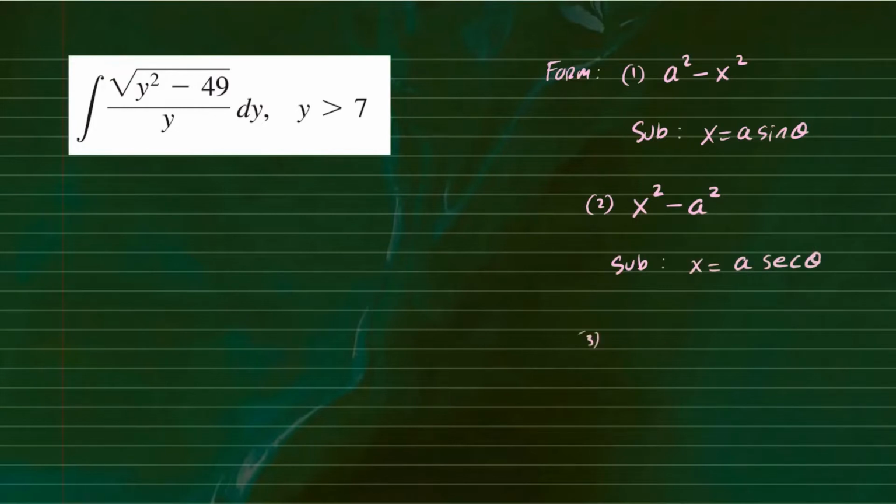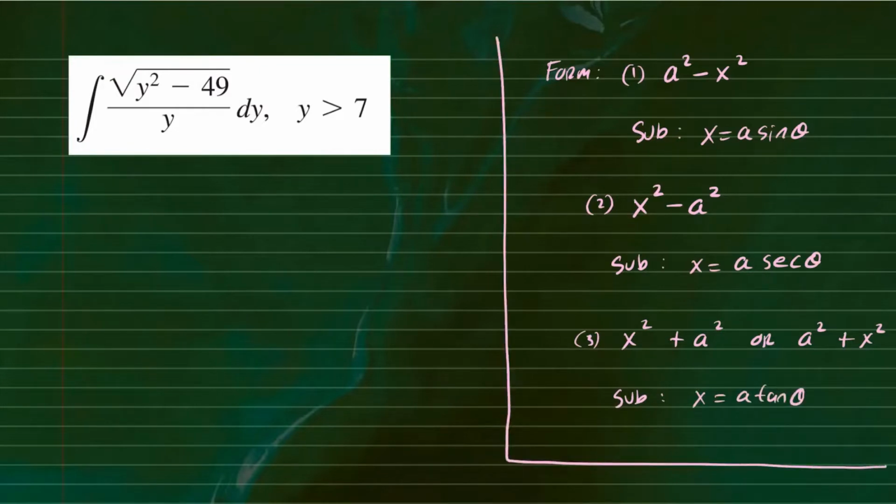And the last form is if you have x squared plus a squared, or a squared plus x squared, in either order, you're going to use the substitution x equals a tangent theta. So if you see any of these forms, especially under the square root, you're going to use trigonometric substitution to evaluate the integral. So let's go ahead and do that.